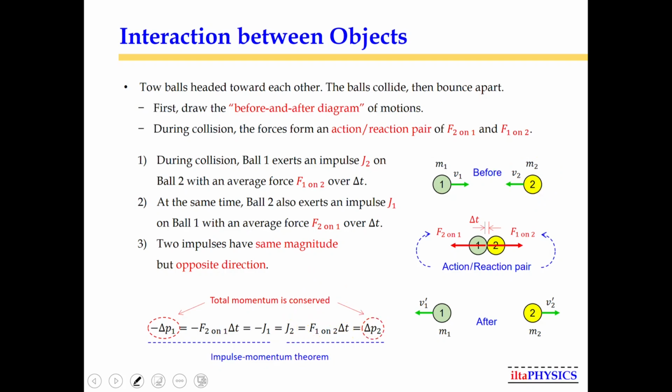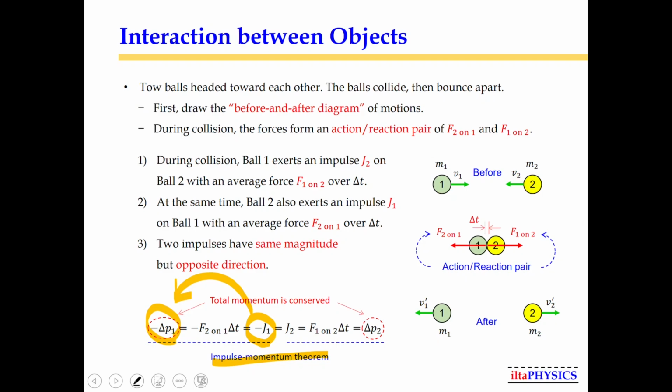Now, let's analyze ball 1 the exact same way. The impulse J1 received by ball 1 is the product of the force ball 2 exerts on ball 1, F2 on 1, and the duration of the collision. Since the direction of this impulsive force is to the left, we will add a negative sign to the formula. Again, based on the impulse-momentum theorem, this equals the change in ball 1's momentum, delta P1.